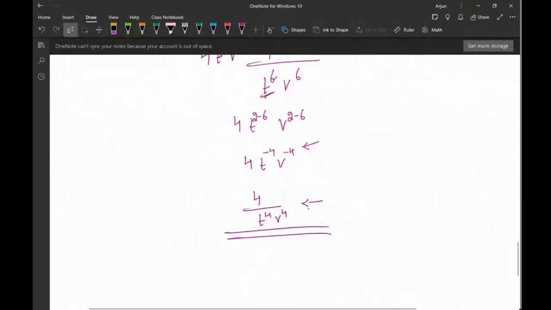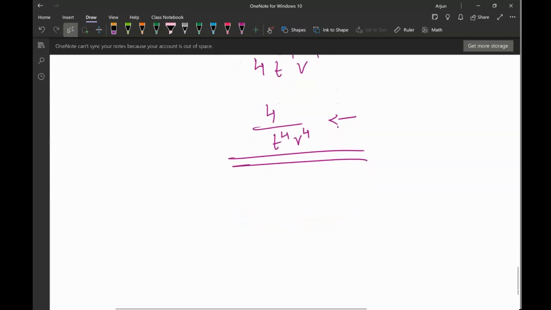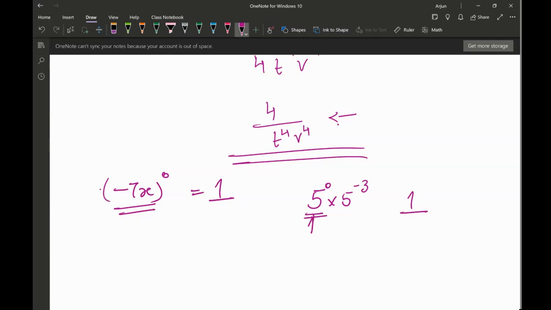All right, so now let's look into one more question, which is not exactly similar, a little different from this one, but on the exponents. So if the question looks like negative 7x raised to the power 0, anything raised to the power 0, the answer is 1, period. Now 5 raised to the power 0 times 5 raised to the power negative 3. So how are you going to solve it? 5 raised to the power 0 means anything raised to the power 0 is 1. Anything raised to the power 0 is not 0. Please remember this thing. Anything raised to the power 0 is 1.